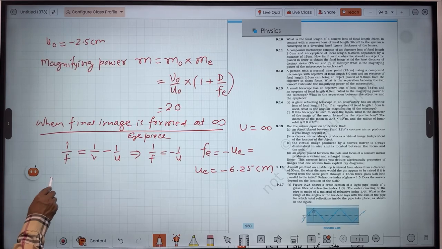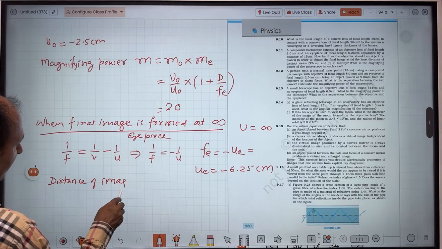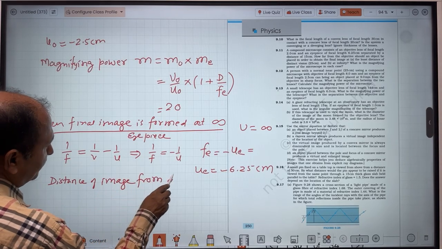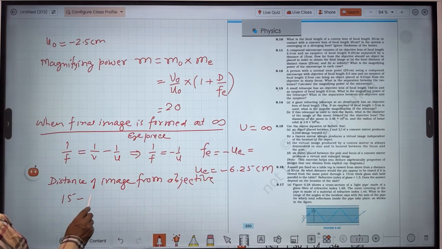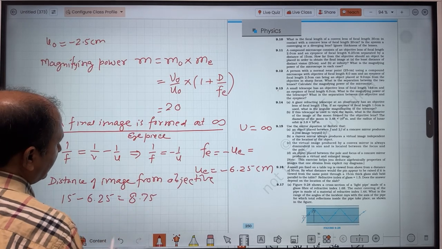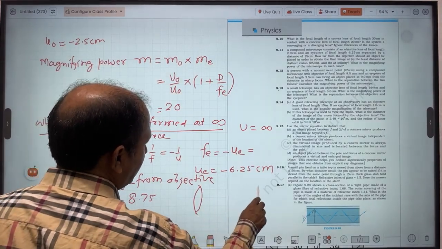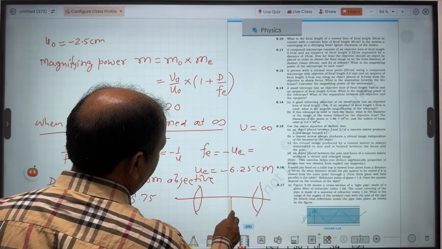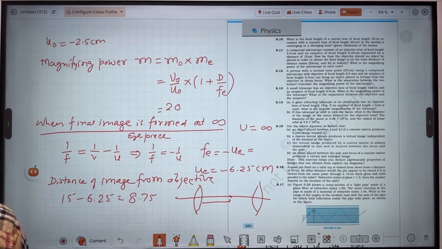So again we need distance of image from objective. So just to reduce this value from 15, so 15 minus 6.25. So this will become 8.75, right? So this is 8.75 and this will be image distance for objective. Situation is like this. This is objective, this is eyepiece. So here image is formed and so 8.75.